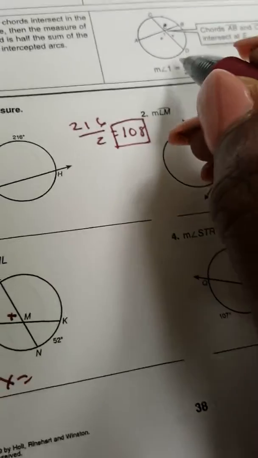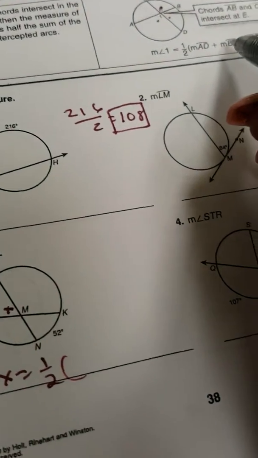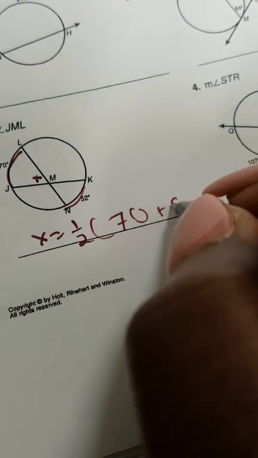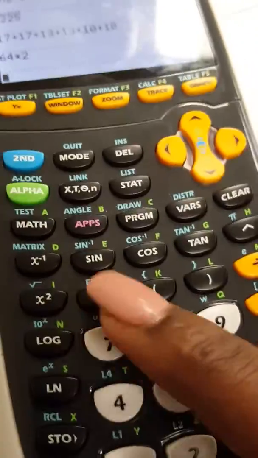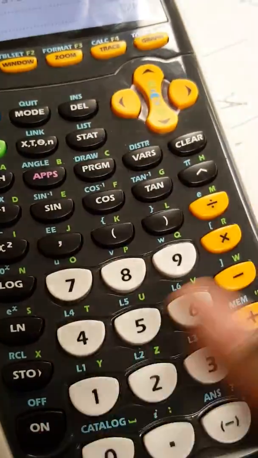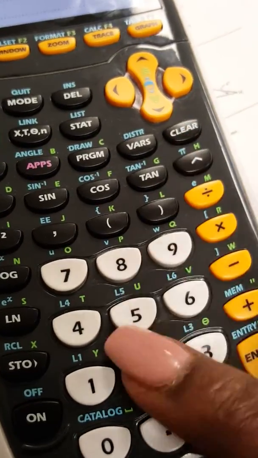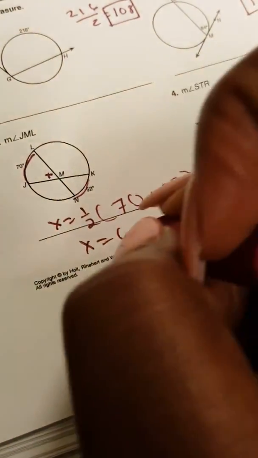All right, then on this one, they're asking for angle JML. So this is my X. So this is the formula. My angle X equals 1/2 of the 2 intercepted arcs added together. So my intercepted arcs would be 70 and 52. So I can put that in the calculator. 70 plus 52 divided by 2, 61. Okay. All right, you try number 4.